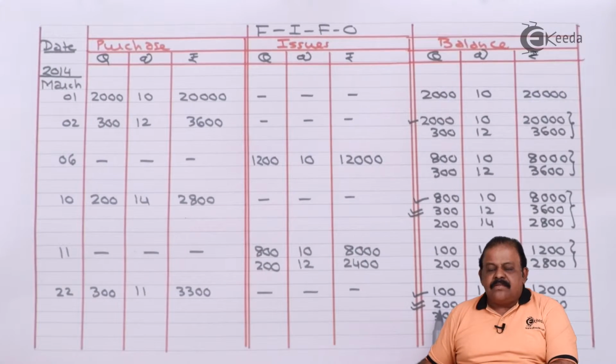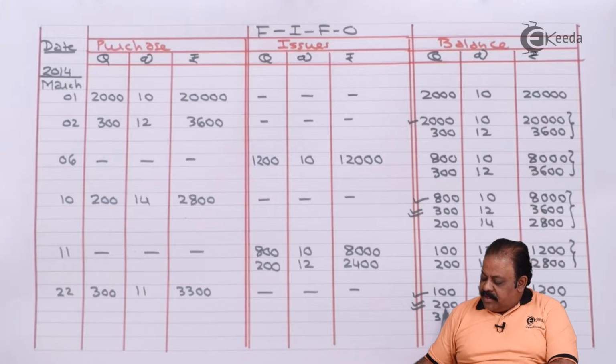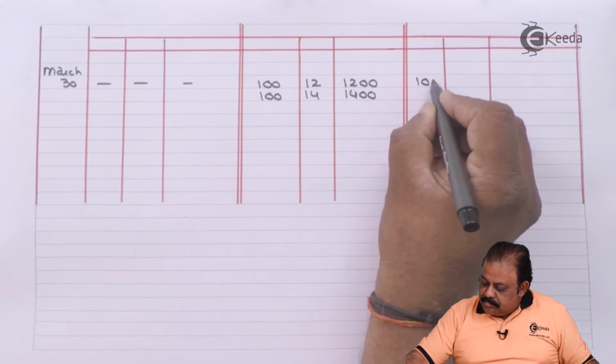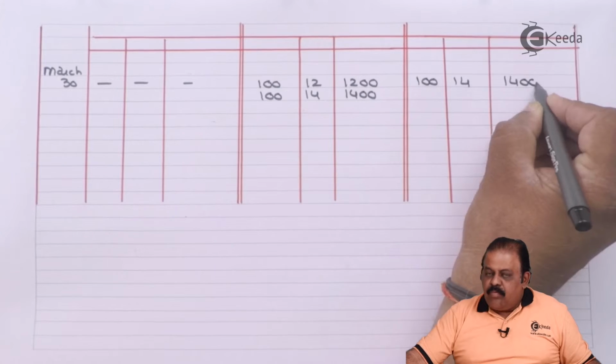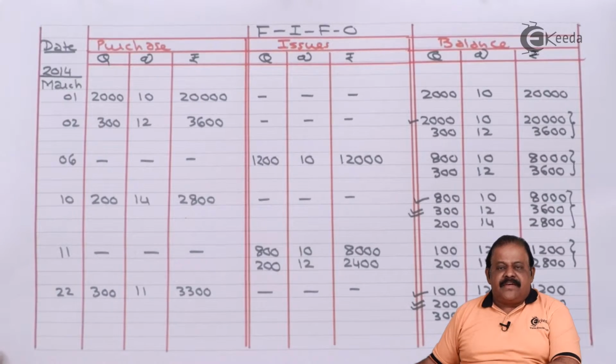Out of 200 units, 100 units are sold. So there is balance of 100 units. At the rate of 14, 1,400. Final balance 300 units. At the rate of 11, 3,300.